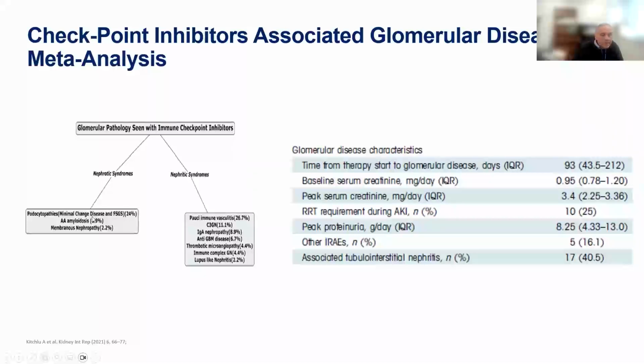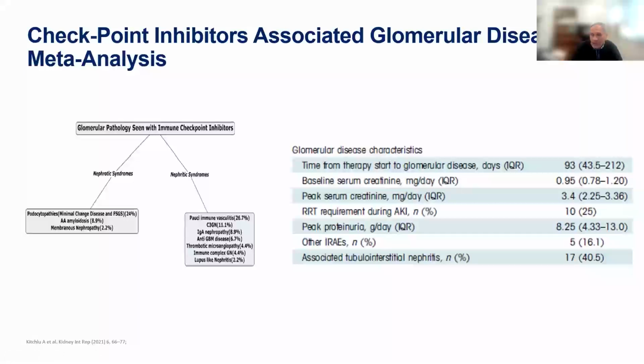The changes were consistent with minimal change or FSGS in 24% of the cases, AL amyloidosis about 9%, membranous about 2.2%. It can be a post-immune vasculitis, C3GN, IgA nephropathy, anti-GBM, TMA, immune complex GN, or lupus-like nephritis. So it could be pretty much anything. And the only way to know that for sure would be by doing a biopsy in these cases. Most of these patients, or all of them in this series, had normal kidney function and then had significant kidney dysfunction. Some of them, about 25%, ended up on dialysis.